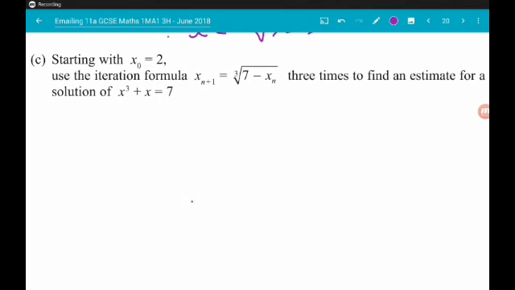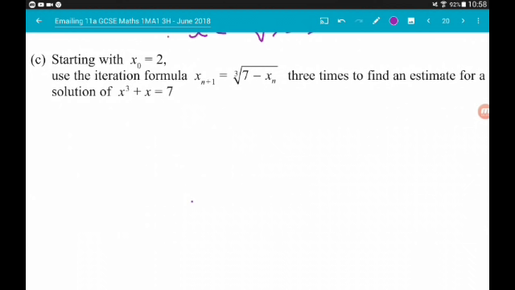Okay, now part C, starting with x naught is equal to 2. We want to use the iteration formula x n plus 1 is equal to the cube root of 7 minus x n to find an estimate for the solution to x cubed plus x is equal to 7. There is a really nice easy way that we can use our calculators to do this. That's explained in my iteration video, which I'll put down below.